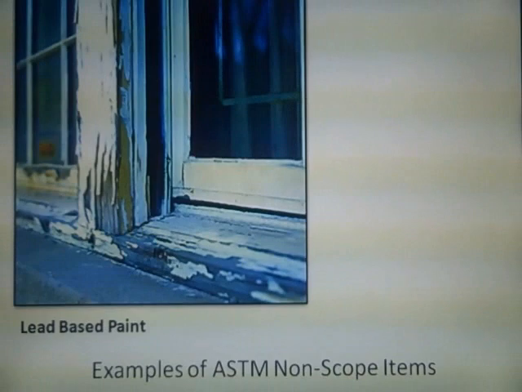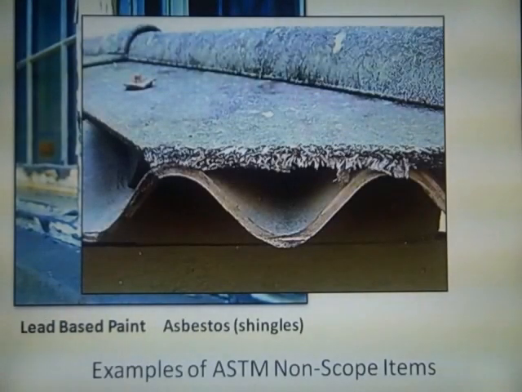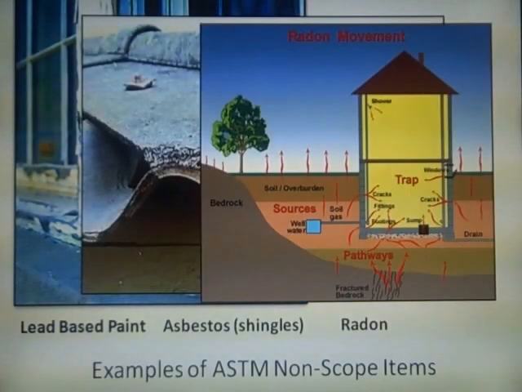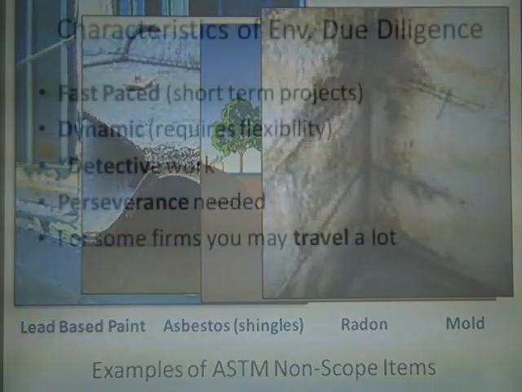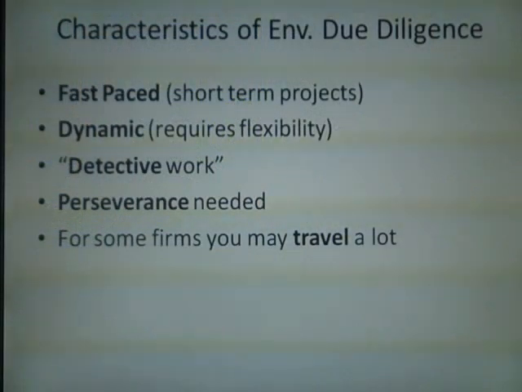There are a number of other things that may or may not be included in the Phase 1. Collectively, these are grouped as non-scope items. The type of property, the age of the property, and the client will all determine whether or not these would be included. While not a complete list, here are some examples. Lead-based paint, asbestos, radon, and mold.